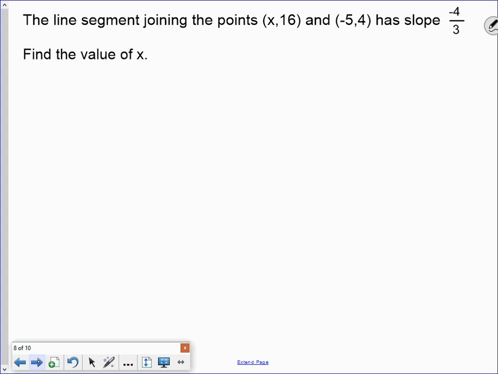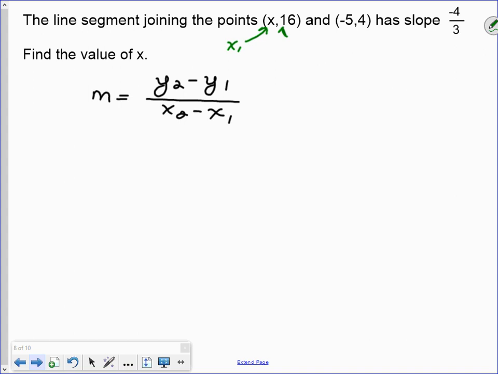But we still want to use that formula, slope equals y2 minus y1 over x2 minus x1. And we're going to start off the same way. We're going to look at our 2 points, and we're going to label our coordinates as either x1, y1, x2, or y2. So let's decide that this is x1, this is y1, this is x2, and this is y2. Okay. And we can sub these into our equation here. Our y2 value is 4. Our y1 value is 16. Our x2 is -5. And our x1 is just x.